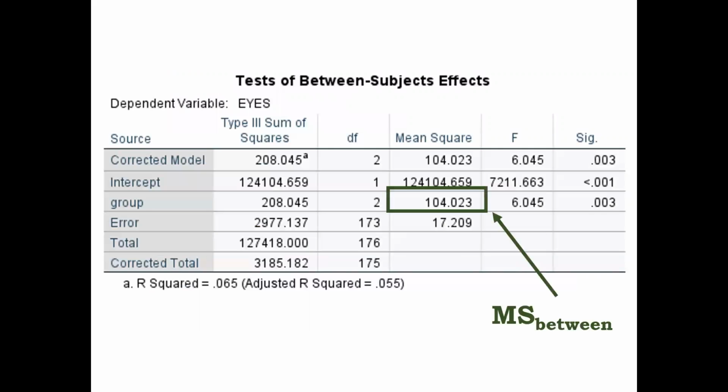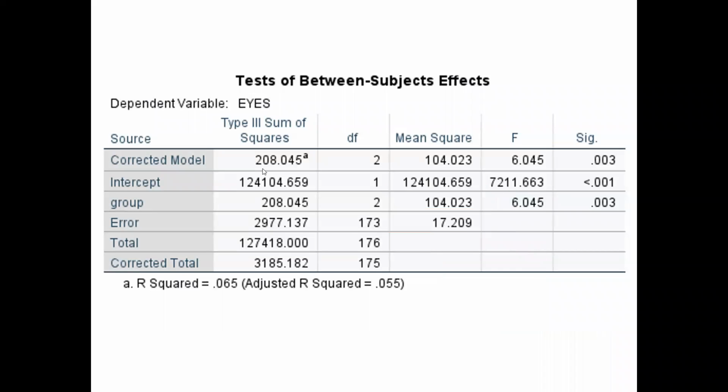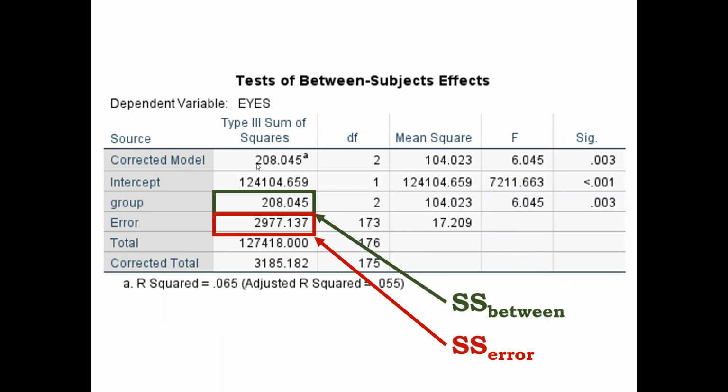So let's be specific. There's a mean square between and a mean square within. To calculate F, we would just divide the between by the within, and you can see that it equals 6.04, just like in this output. That's your sums of squares between group. That's your sums of squares error, or within group. That's your sums of squares total. Don't worry about the rest of this.